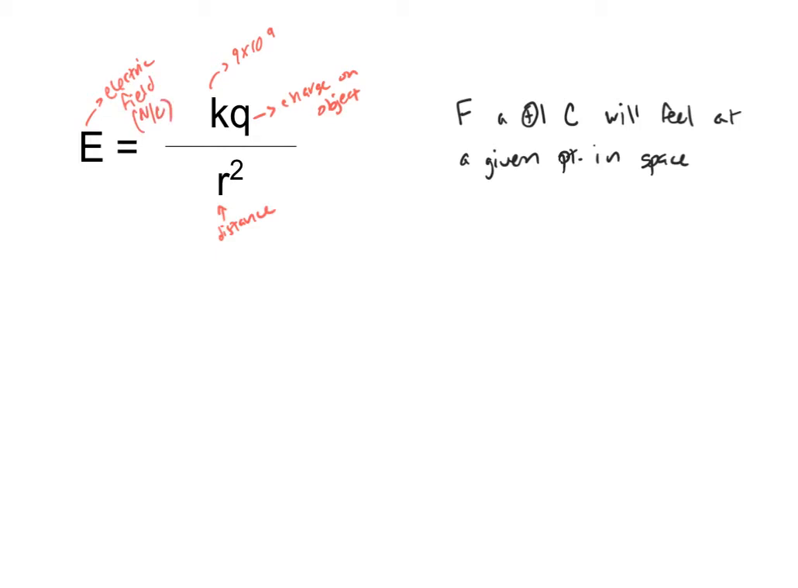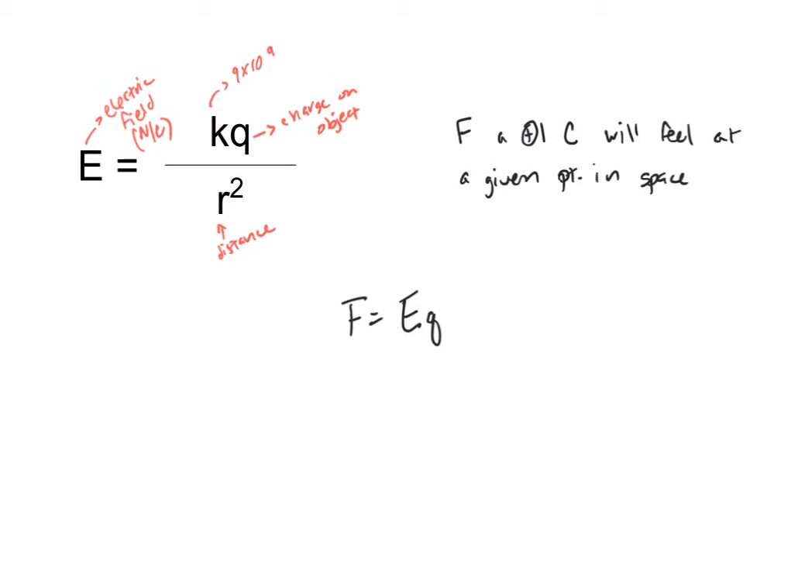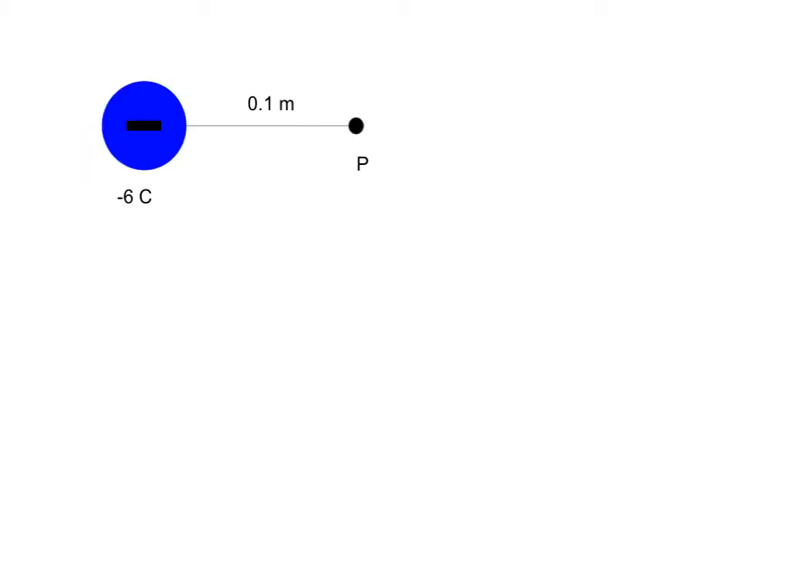To go from my electric field to my electric force, all I have to do is multiply my electric field E by the charge on whatever I'm putting in my field. So once you know the electric field at any point in space, it is very, very easy to find the force on any charge placed at that point in that field. Let's go ahead and start with an example problem.